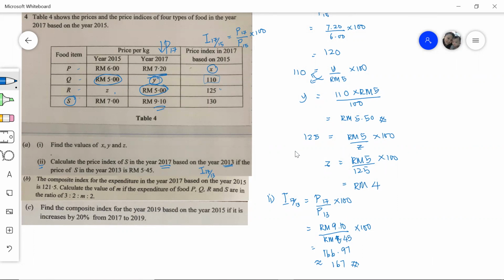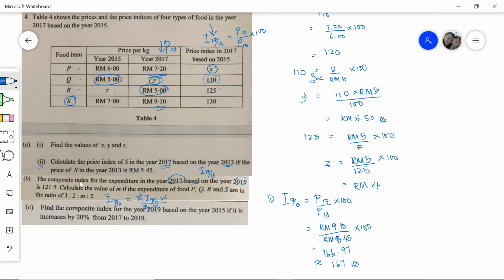Now let's move on to part B. Part B is to find the composite index. So composite index is I bar. In the year 2017, our base year is 2015. So I-17 over 15 is the one that we need to find. And according to the formula, we have to take the sum of I-17 over 15, which is over here, times its weightage over the sum of the W.